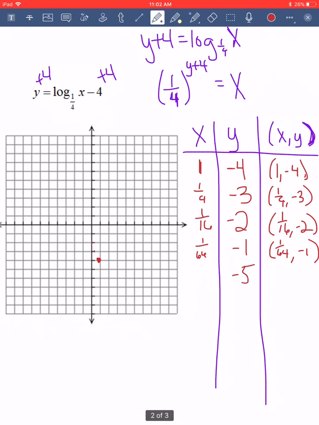So let's plug in -5. If I do -5 plus 4, that's -1. And 1/4 to the negative first power is +4. It's just going to flip my fraction. So I have a point at 4, -5.